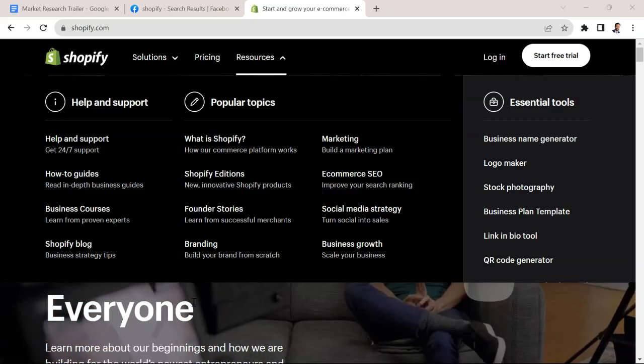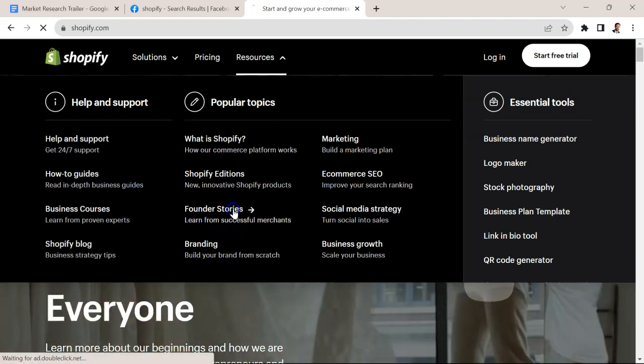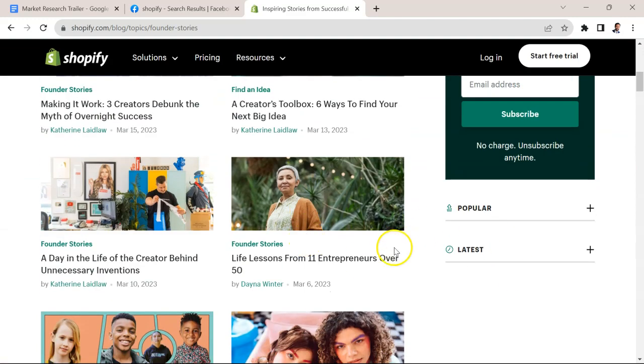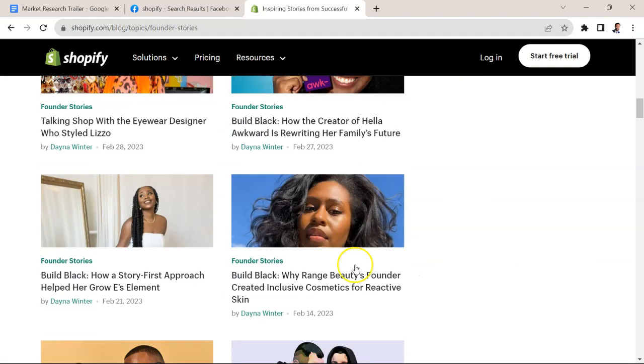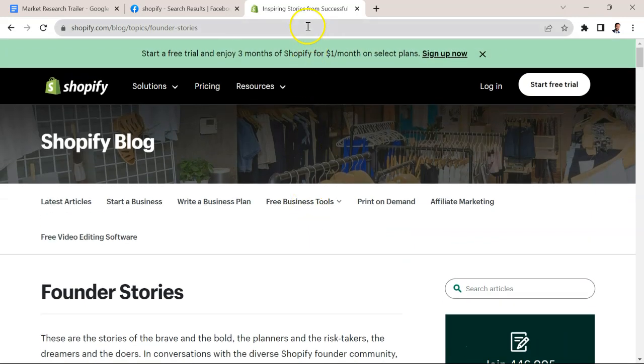Another way to find out who is selling well is to go to the Shopify website, go to resources, and go to founder stories. And we can read case studies of people that are doing well on Shopify that can give you some idea of what you can replicate, what you can do. Another thing is you could go to Shopify Plus, which is going to be the much larger businesses, the ones that have already grown and been successful, and you can model your business plan after what they did.